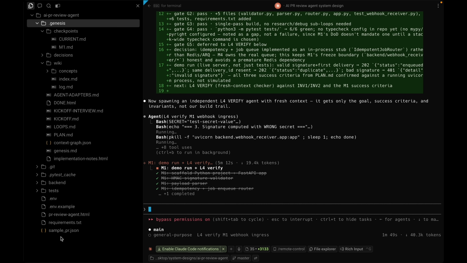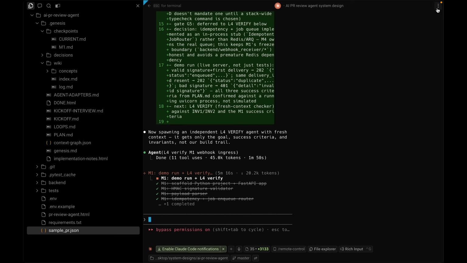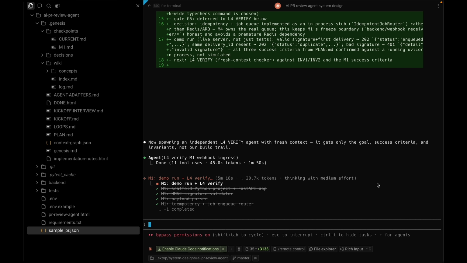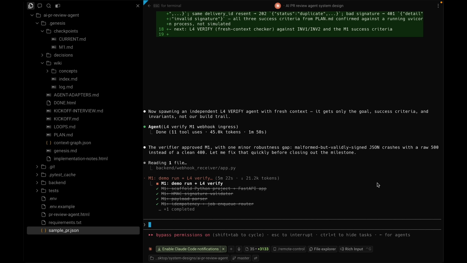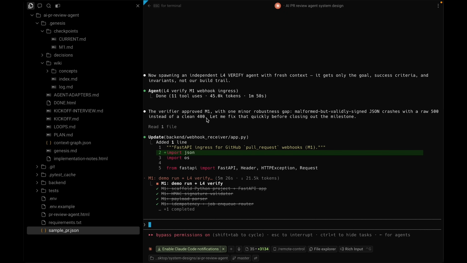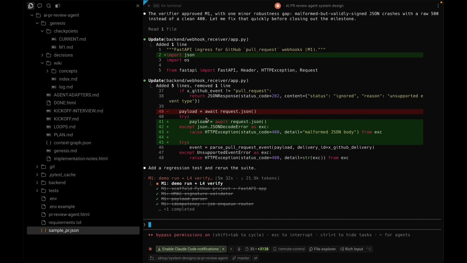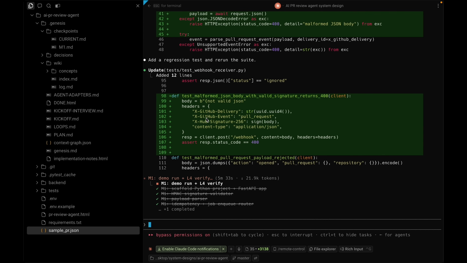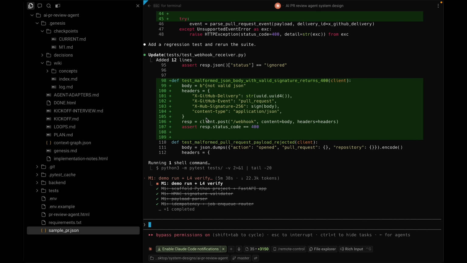So see, the way it has created that JSON file. You can see over here, which is basically a sample PR, and it is reviewing somewhere. The verifier approved with one major issue: a malformed but validly signed JSON crashes instead of being handled cleanly. Let me fix that quickly. Now, if your current agent said it's good, but your verifier said something was wrong, then it comes back, the debug loop starts, this fixes it, and the verifier will check it again. It also adds a regression test.